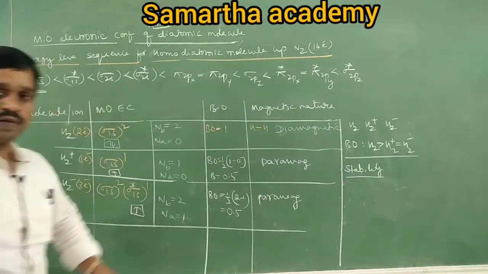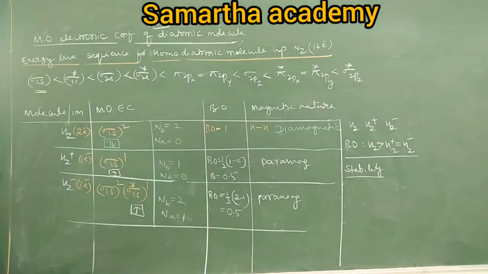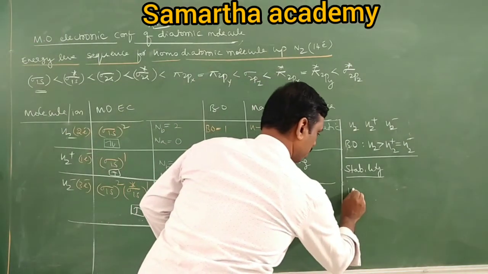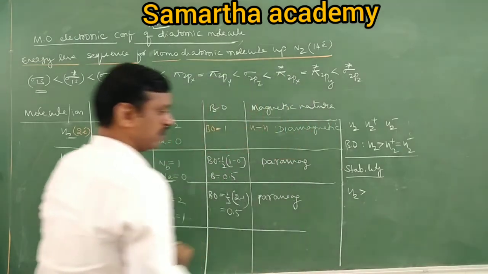Stability. Come on, tell me. H2 is greater than... So we studied, the higher the bond order, the more the stability. Or bond order is directly proportional to stability. So which has the more bond order? H2. H2 is more stable, right? Then H2 plus. Then next is what?